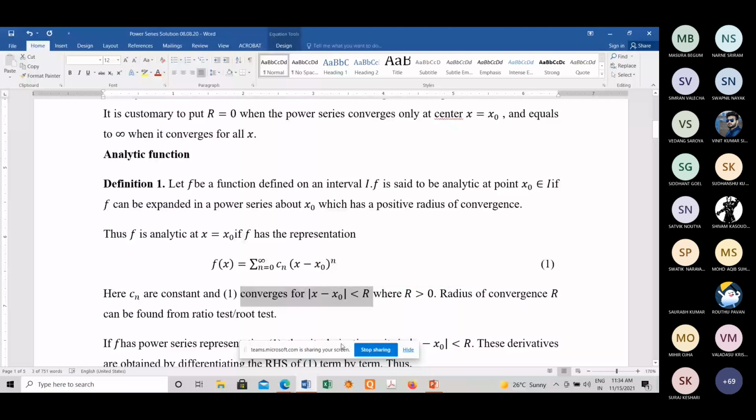Already I told you that you have been studying the convergence of infinite series. You have been studying a number of methods to check the convergence of series: D'Alembert ratio test, Cauchy root test, comparison test, so many tests were there. So with that we can find the radius of convergence. So the first point is about the analytic function.